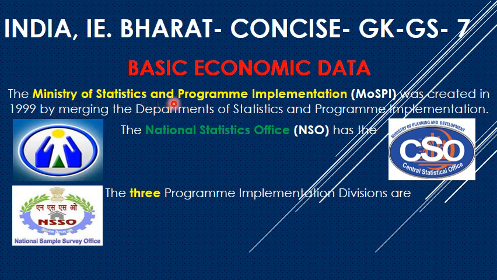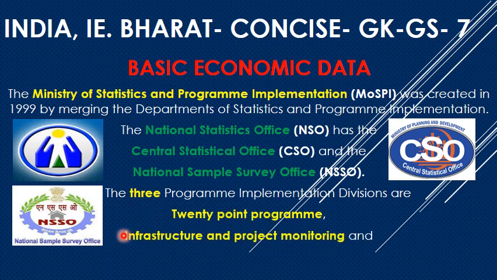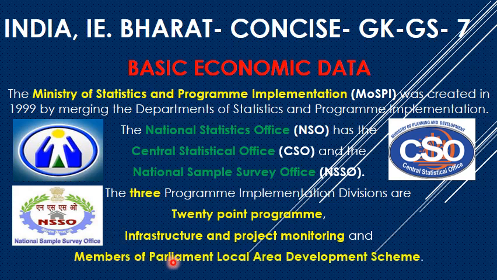The Ministry of Statistics and Program Implementation was created in 1999 by merging the Departments of Statistics and Program Implementation. The National Statistics Office (NSO) has the Central Statistical Office and the National Sample Survey Office. The three program implementation divisions are 20-point program, infrastructure and project monitoring, and members of parliament local area development scheme. These are the insignias as you see.